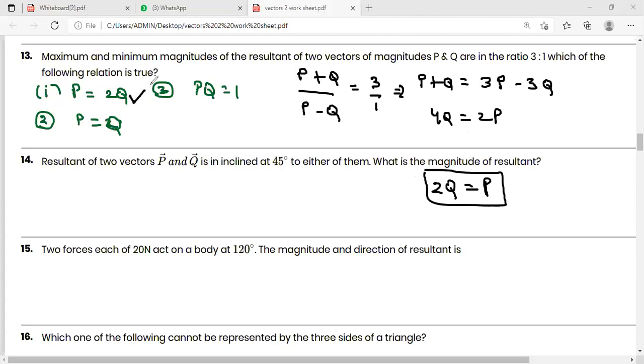Very good, Sahid. So here it is given. See the question clearly. Ratio of maximum and minimum of two vectors. Maximum is always P plus Q. Minimum is P minus Q. Based on that, we could solve this question.